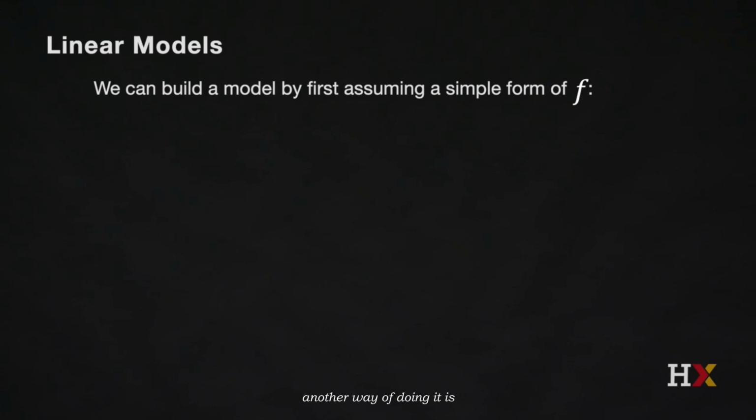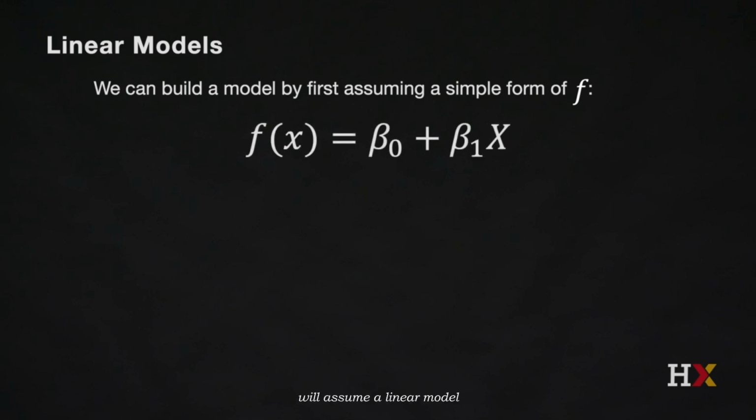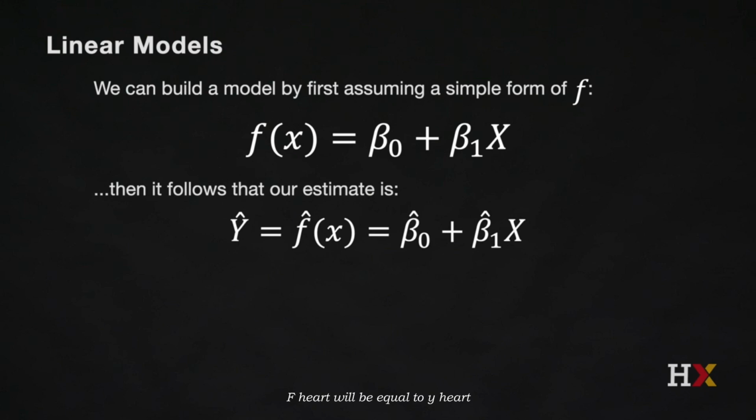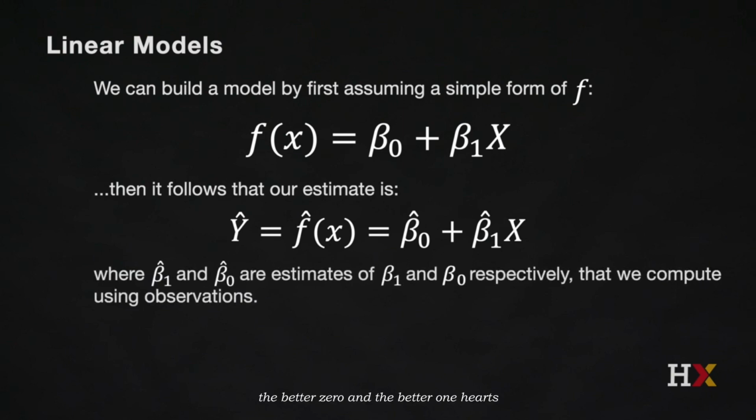Another way of doing it is we build a model by first assuming a simple form for the function f. In this case, we'll assume a linear model. It has an intercept beta 0 and a slope beta 1. So f(x) will be beta 0 plus beta 1 times x. Then it follows that our estimate f hat will be equal to y hat, which is equal to beta 0 hat plus beta 1 hat times x. The beta 0 hat and beta 1 hat are the estimates of beta 0 and beta 1 that we compute using our observations. How do we do that?